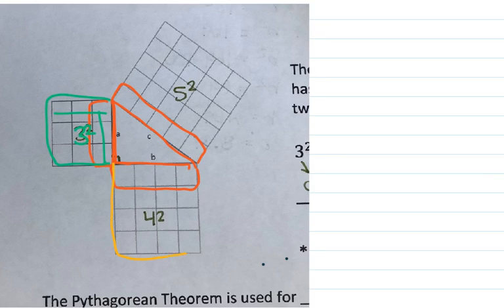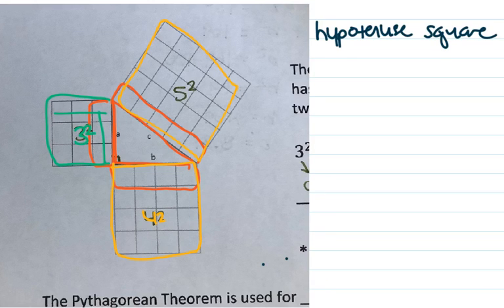This one is 4 by 4, and this one is 5 by 5. So this is how the Pythagorean theorem works because of these 3 squares. So let's fill in some of the blanks here. Beside this diagram here, it says the blank. So that's the hypotenuse square. That's what this is called. So that would be this one here.